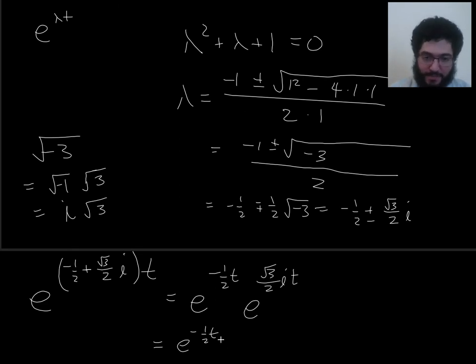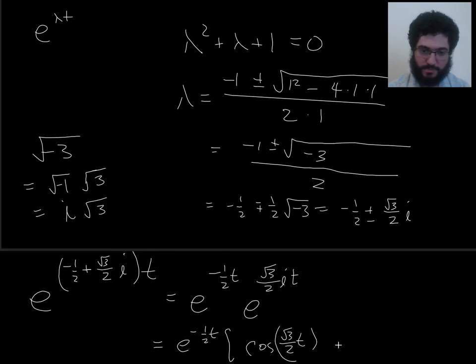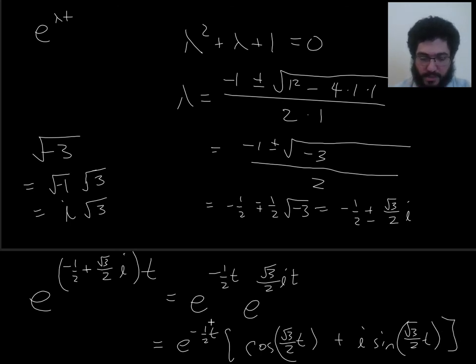So picking off the real and imaginary parts, let's see. First I need to write this in terms of real and imaginary parts. So I get cosine root 3 over 2 t plus i sine root 3 over 2 t. So you see in our complex solution, you see the different roles played by the real and imaginary part. They do very different things. The real part seems to appear here as like an exponential growth or decay rate. So that's what the real part does. And the imaginary part seems to appear here playing the role of like a frequency kind of thing, called an angular frequency.